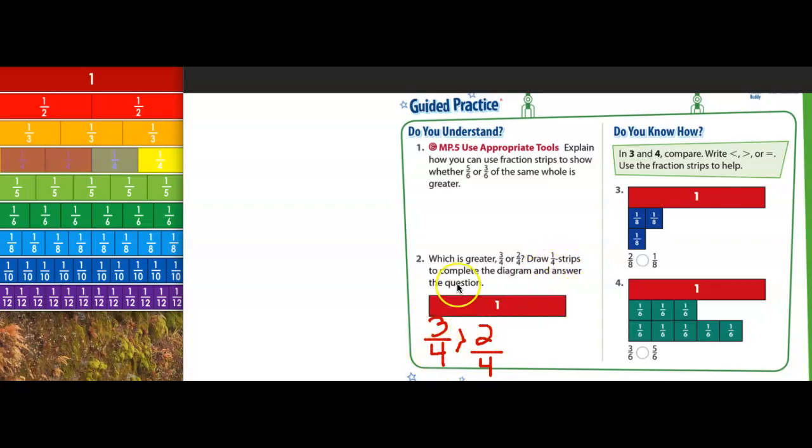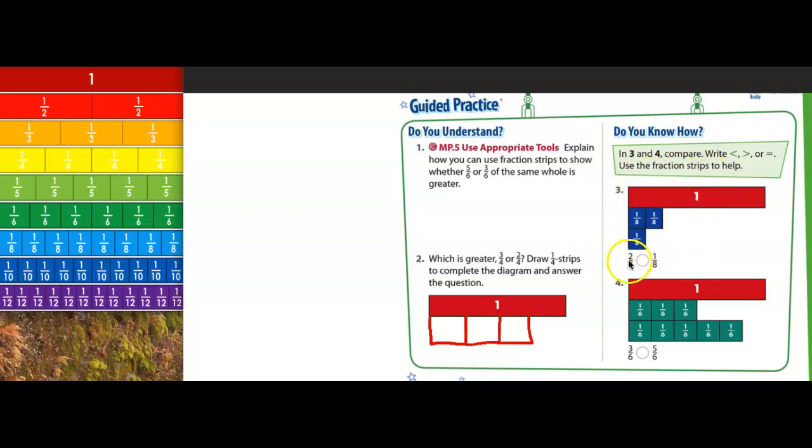So, draw 1/4 to complete the diagram and answer the question. I am going to just draw it. So I draw out 1/4, 2/4, 3/4. I can see that 2/4 is smaller than 3/4. In 3 and 4, compare, writing less than, greater than, or equal. Use the fraction strips to help. So they're right here. They drew it out for you.